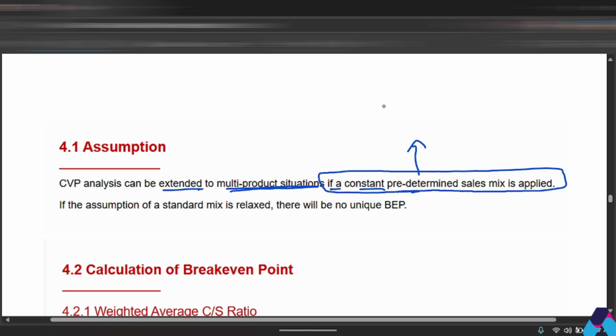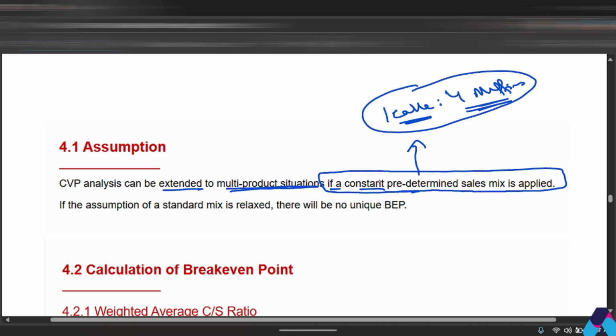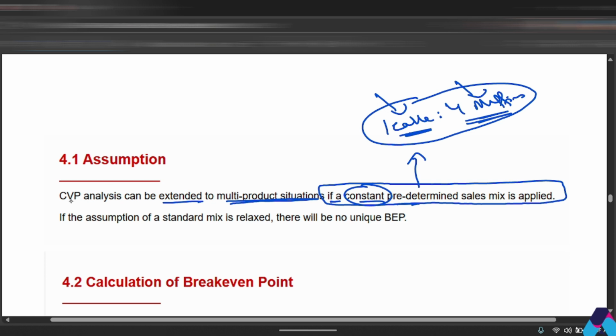So that means, for example, let's say I am the owner of a bakery, and for every one cake that I sell, I sell 4 muffins. That is my sale mix: 1 cake and 4 muffins. Now, if this sales mix is constant, that means every time I sell 1 cake and 4 muffins, then you can apply the CVP analysis for your multi-product.